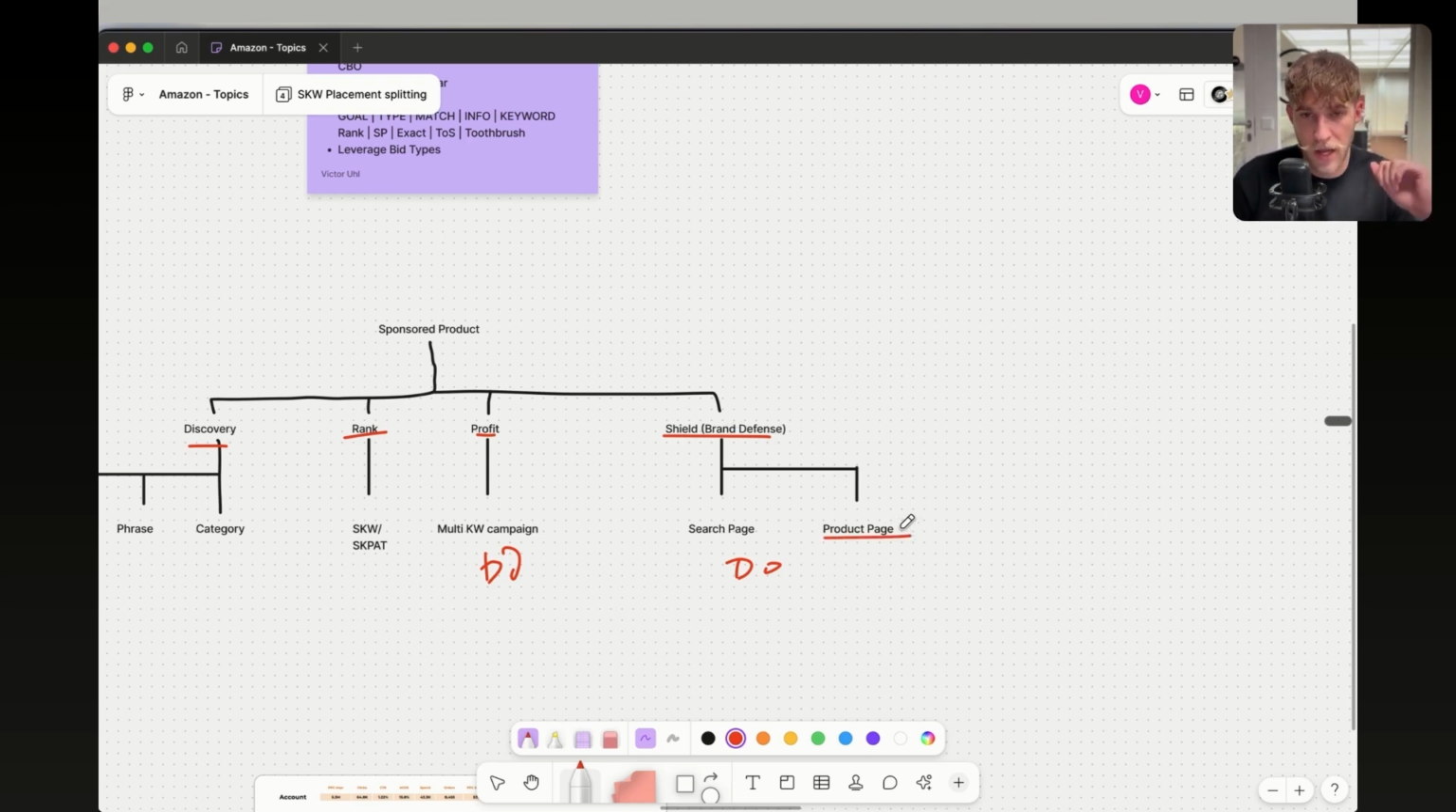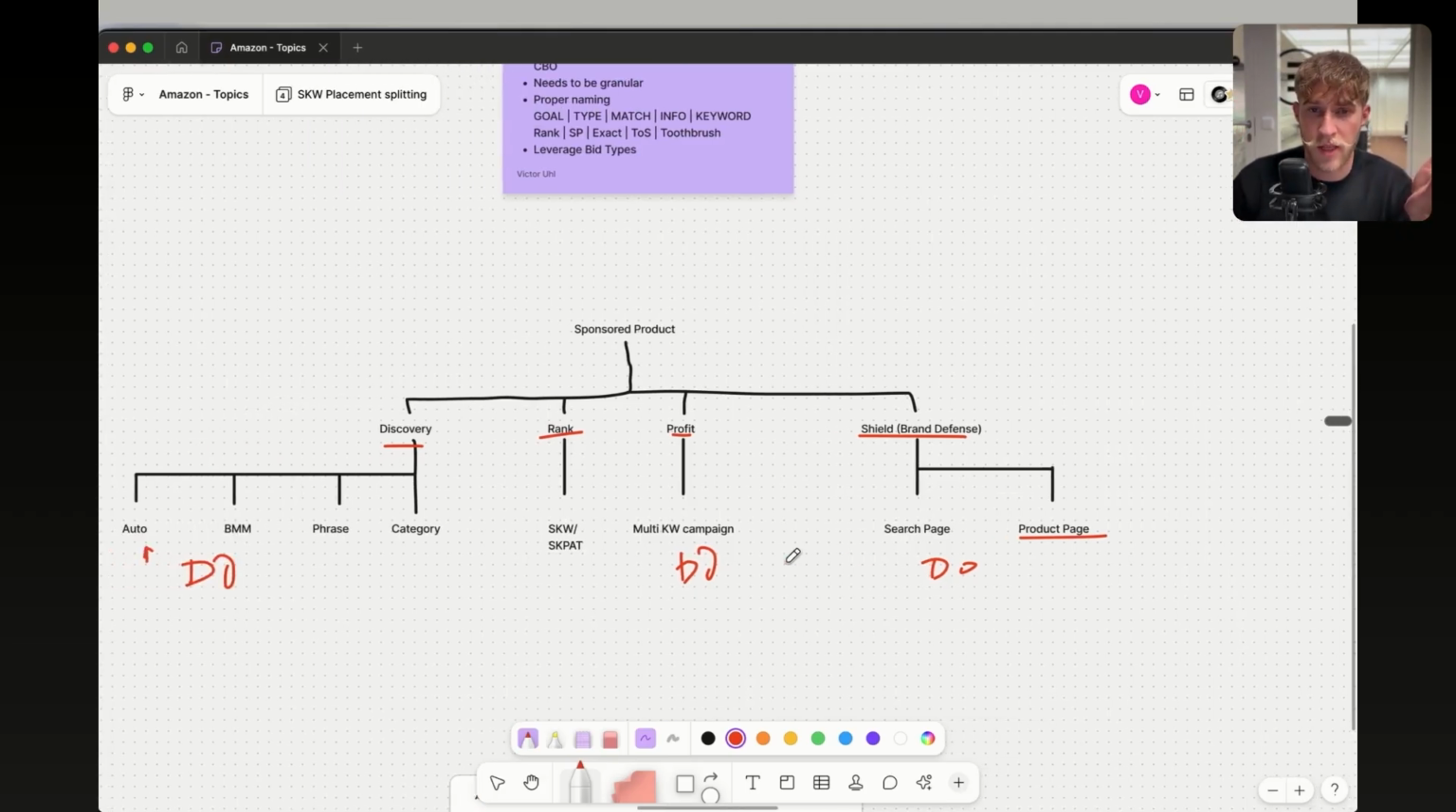Then you want to cover your product pages. So when somebody clicks on this, there are a lot of ad places as well. You want to cover them as well.